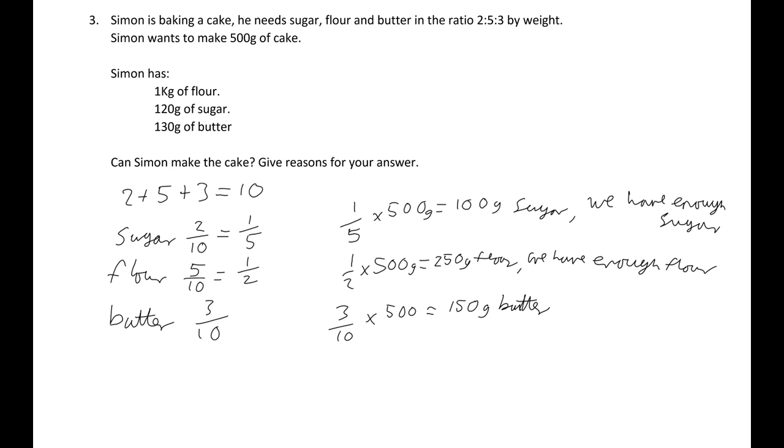Okay, you can see here we have 130 grams of butter. We need 150 grams. Not enough butter then. So, can Simon make the cake? Well, he's got enough flour, he's got enough sugar, he does not have enough butter, so Simon cannot make the cake. And there we go. Done.